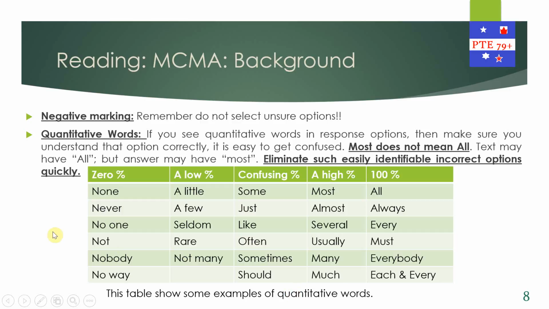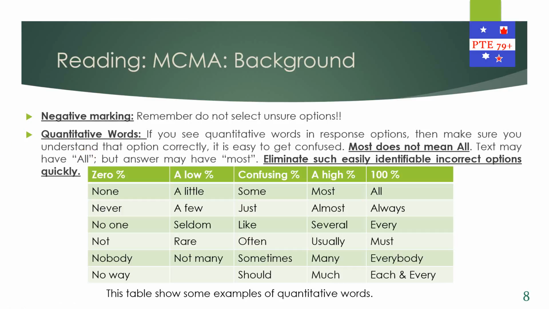Okay, now a little bit of background on how to approach this particular task and solve it. Remember, in the exam, don't forget: if you forget and just select something, you're going to get negative points and lose some valuable points. So just keep it in your head, there are negative points. So remember, do not select where you are unsure. Point number one. Number two, quantitative words.